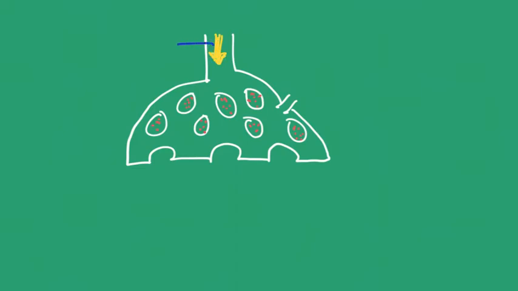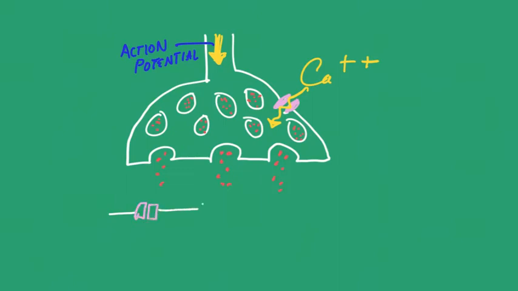Once the action potential arrives, it is sensed by voltage-gated calcium channels that are also present in the synaptic knob. These are shown in pink. There is a lot more calcium outside the cell, and so when these channels open, calcium rushes in and causes exocytosis of the synaptic vesicles that release the neurotransmitter into the synaptic cleft.